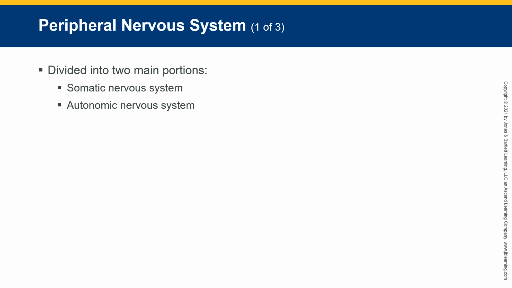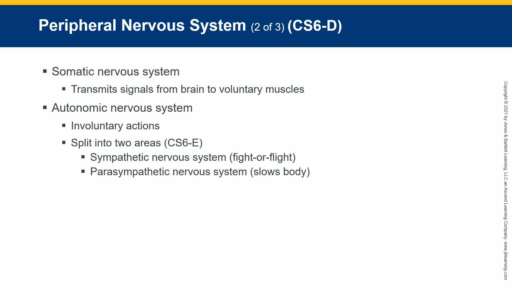The peripheral nervous system is divided into two parts, the somatic nervous system and the autonomic nervous system. The somatic nervous system transmits signals from your brain to your voluntary muscles, allows you to move your musculoskeletal system, and to get things moving there. Things like walking, talking, writing are all happening in there. The autonomic nervous system on the other side is your involuntary actions, and it's split into two areas as well, where we have the sympathetic nervous system, which is your fight or flight, and your parasympathetic nervous system, which is your rest and digest, slows the body system.